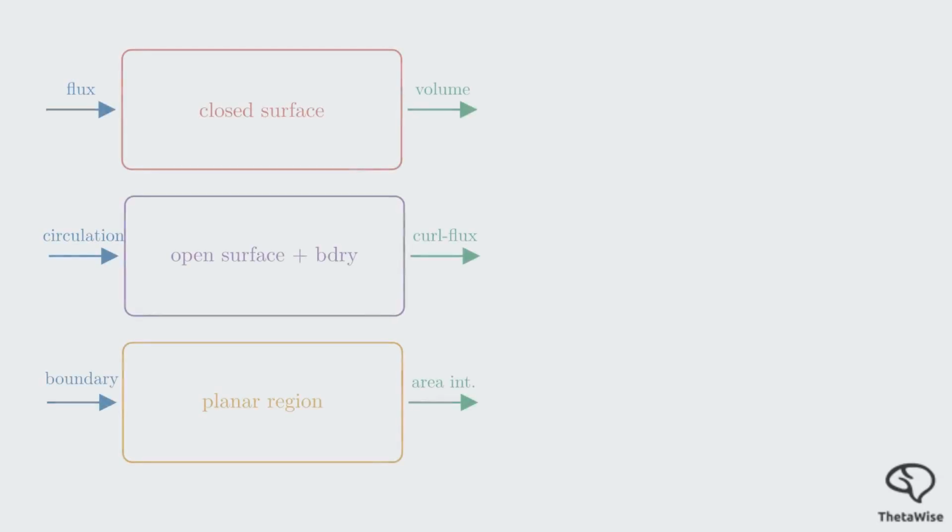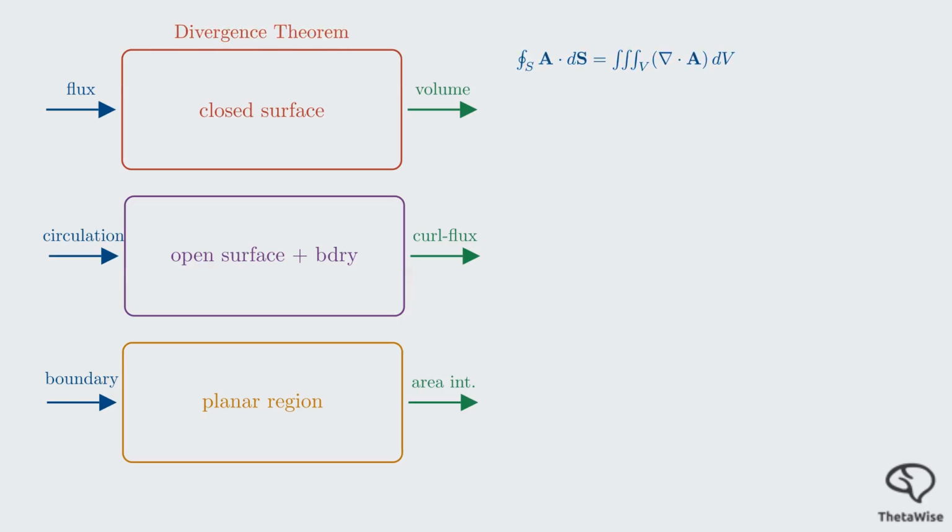The vector-related theorems are conversion machines. The divergence theorem applies to a closed surface and converts outward flux into a volume integral. The surface integral of A dot dS equals the volume integral of divergence A dV. Stokes's theorem applies to an open surface with a closed boundary and converts the circulation around that boundary into the surface integral of curl A through the surface. The boundary orientation must agree with the right-hand rule.